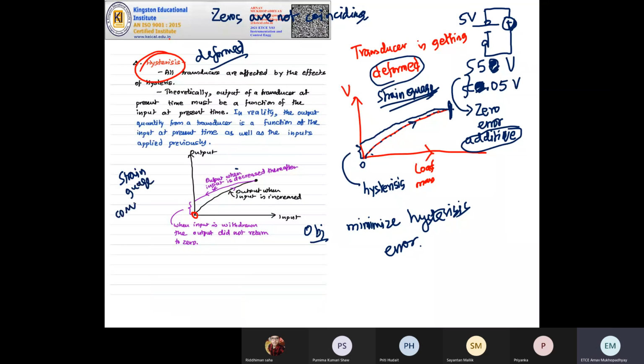Converts strain or load into electrical voltage. তুমি যত ওয়েট চাপাবে তত বেশি ইলেকট্রিক্যাল ভোল্টেজ পাবে। So if your strain goes on increasing, it seems that your electrical voltage is varying as predicted.